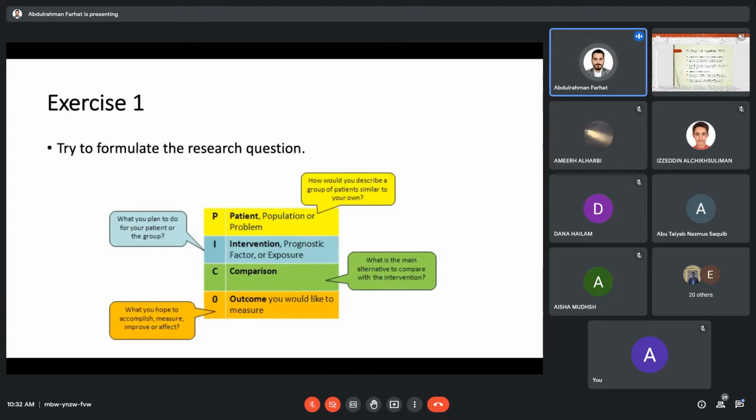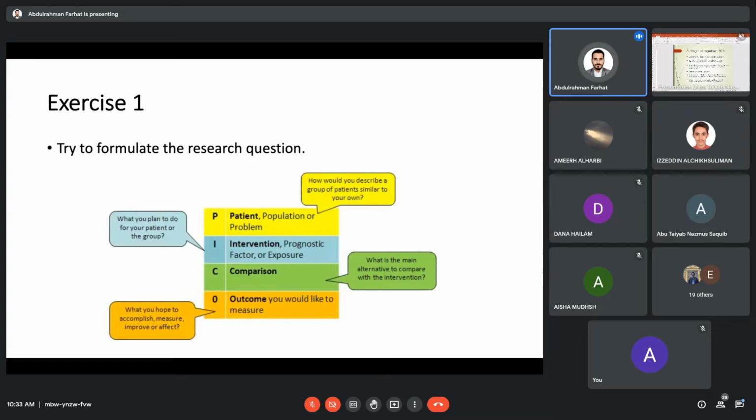What we mean by the comparison is, what are we comparing this intervention to? Is it a placebo? Is it another kind of treatment? Is it a standard treatment or whatever? That's what we mean by the comparison. And then the outcome is how we are measuring how successful our intervention is. This is what we call the outcome measurement. Okay, very good.